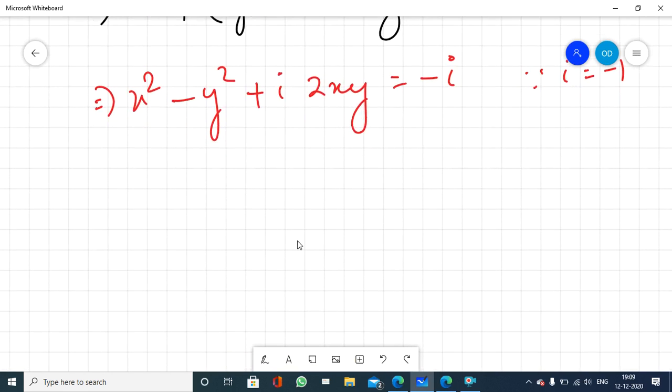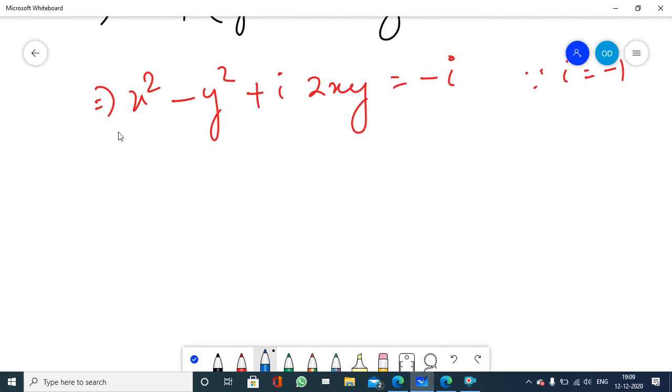So here we have two complex numbers. One is on the left, the other one is on the right, and they are equal to each other. So two complex numbers, if they are equal to each other, that is possible only under one condition: their corresponding real parts must be equal to each other and their corresponding imaginary parts must also be equal to each other. Get my point so far?